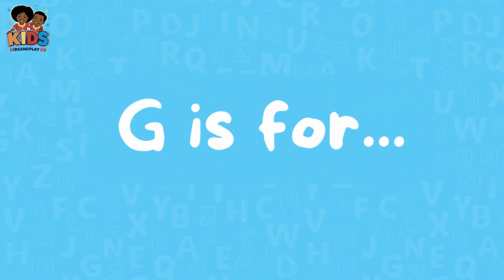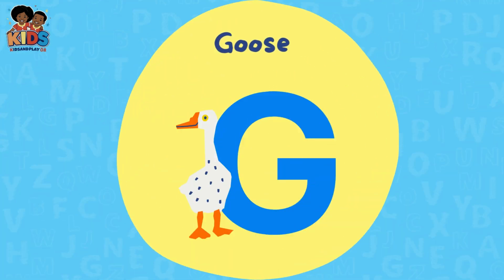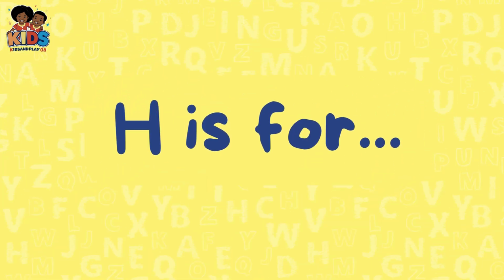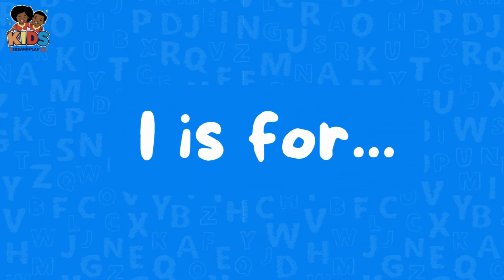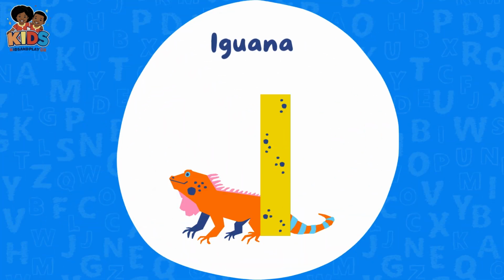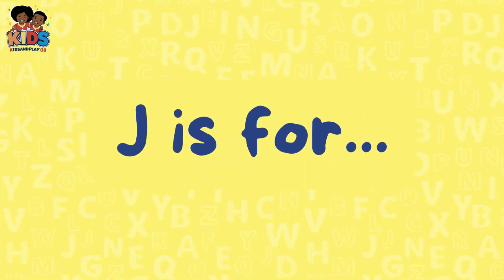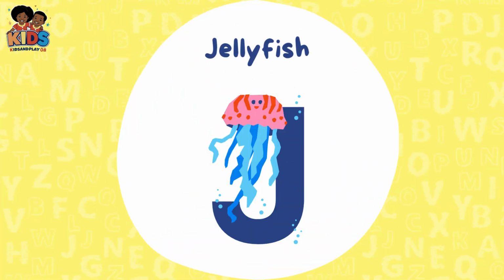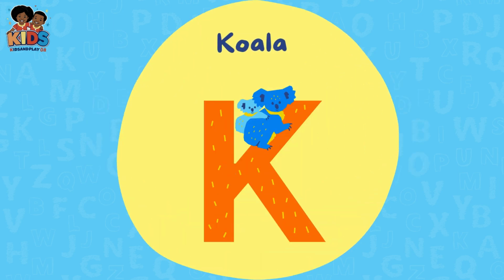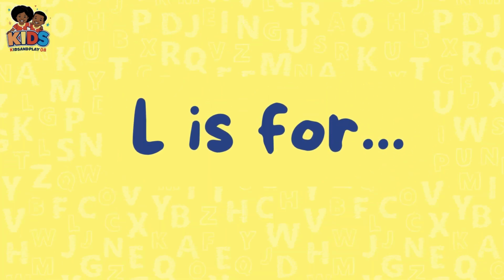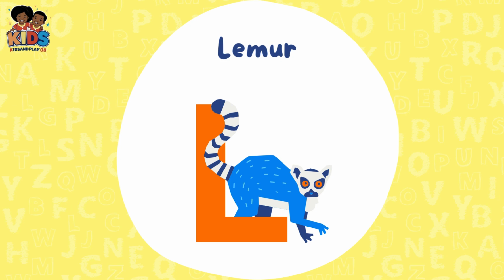G is for goose. H is for hermit crab. I is for iguana. J is for jellyfish. K is for koala. L is for lemur.